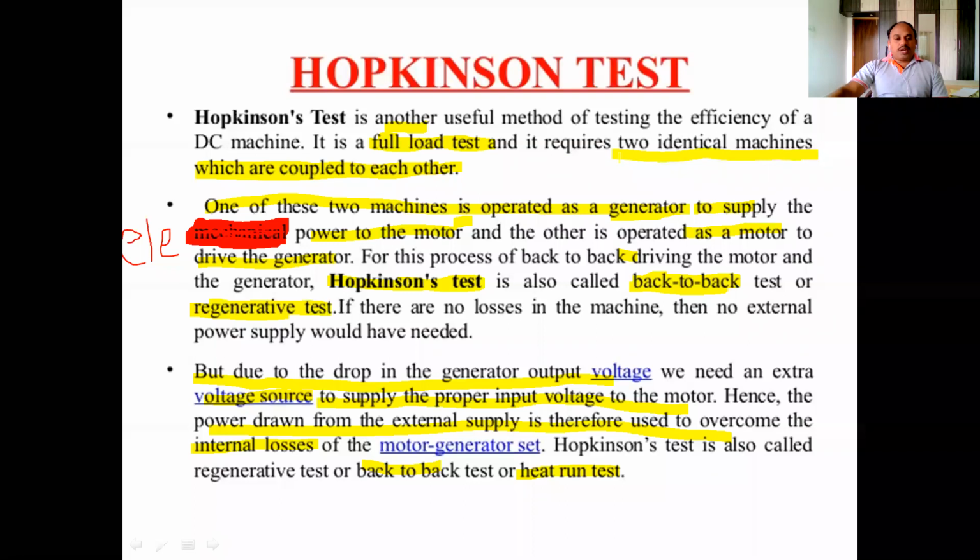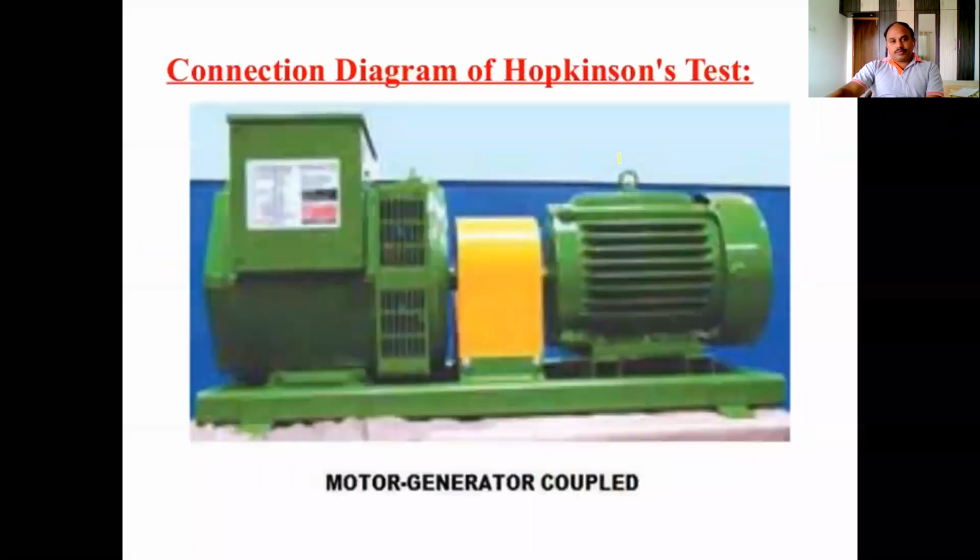Both are connected mechanically, and both are connected electrically in parallel. So those are the important points. In this manner, 2 machines are connected as a motor generator set. So this is the generator, and this is the motor. Both are coupled mechanically. In this test, both are coupled mechanically.